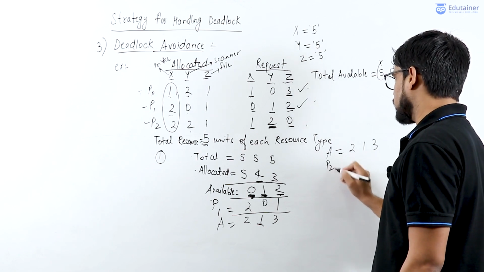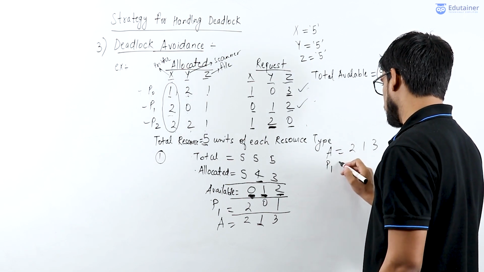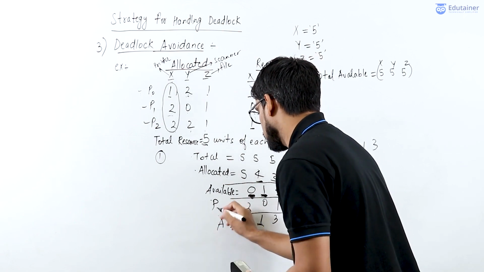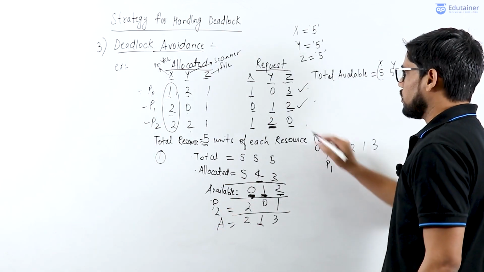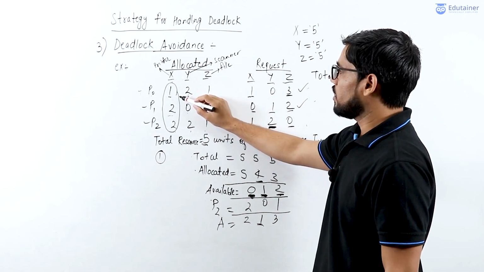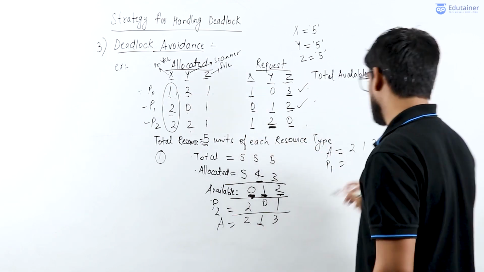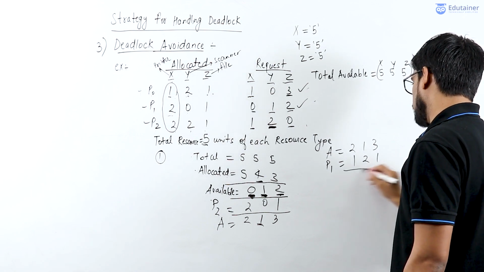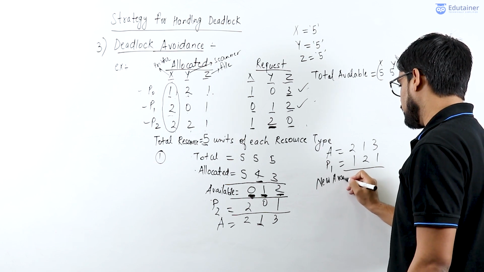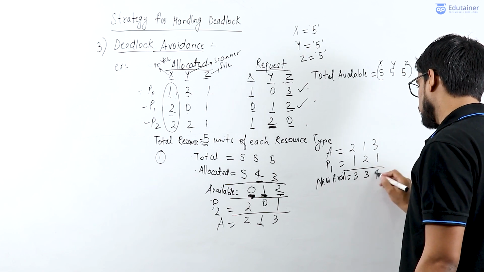Assume that process P0's request is fulfilled. Then after allocating 1, 0, 3, it will complete its execution, and after completing the execution, it will free up the resources of X, Y and Z simultaneously. So here it will free up 1, 2 and 1. So the new available will be 2 plus 1 is 3, 1 plus 2 is 3 and 3 plus 1 is 4.